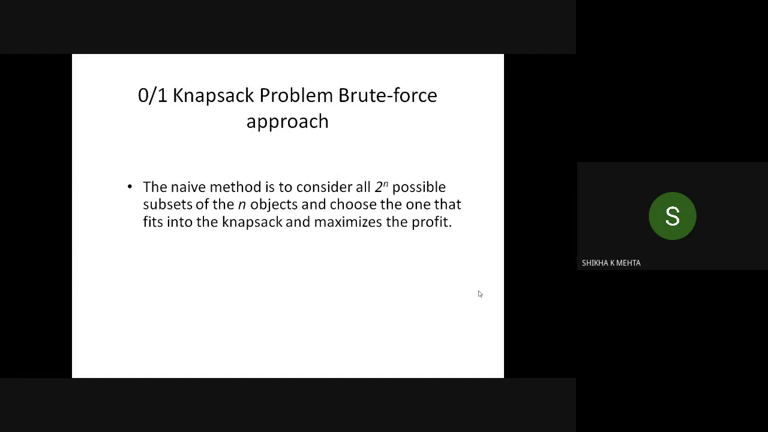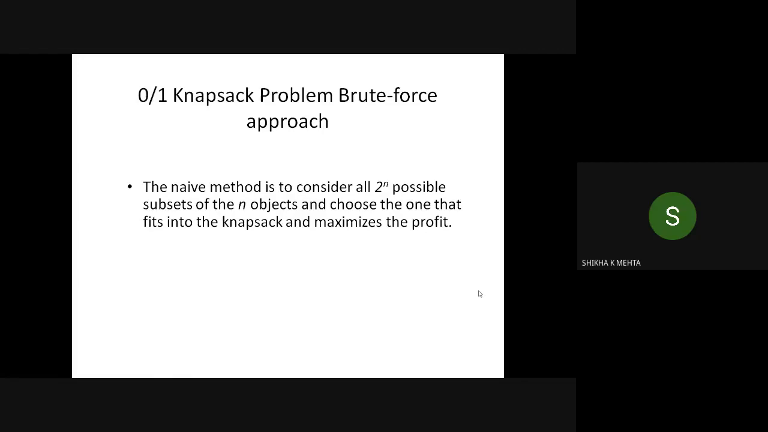So what is the naive method? Brute force technique, that is to consider all 2^n possible subsets. Here n is the number of items. If we have 4 items, how many possible cases may be there, what subsets we can create, and we can find out the solution. So one way is to find all the possible subsets of n objects, choose the one that fits into the knapsack and maximizes the profit. But this kind of solution is good where the value of n is small. For large values of n, such solutions are very time consuming, and we may not be able to get the solutions in polynomial time.